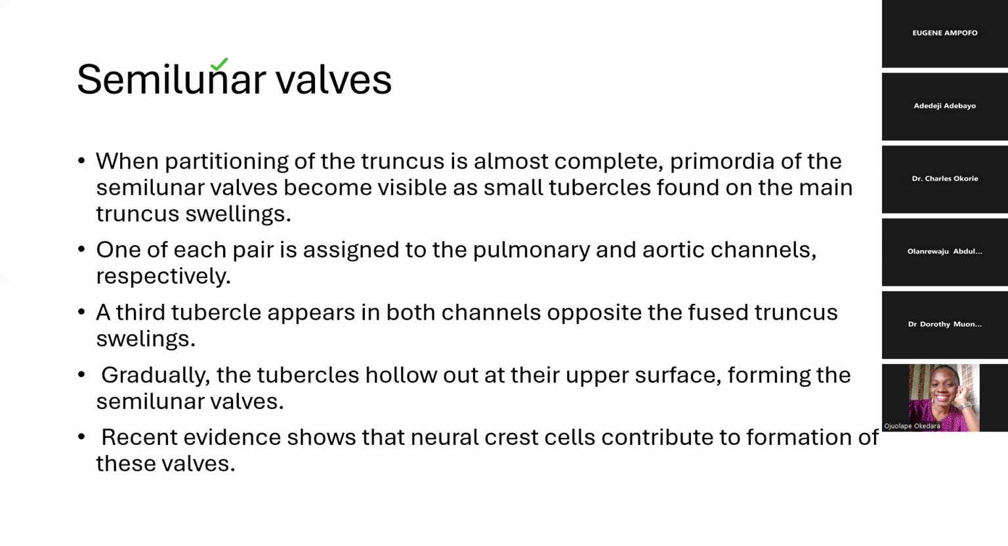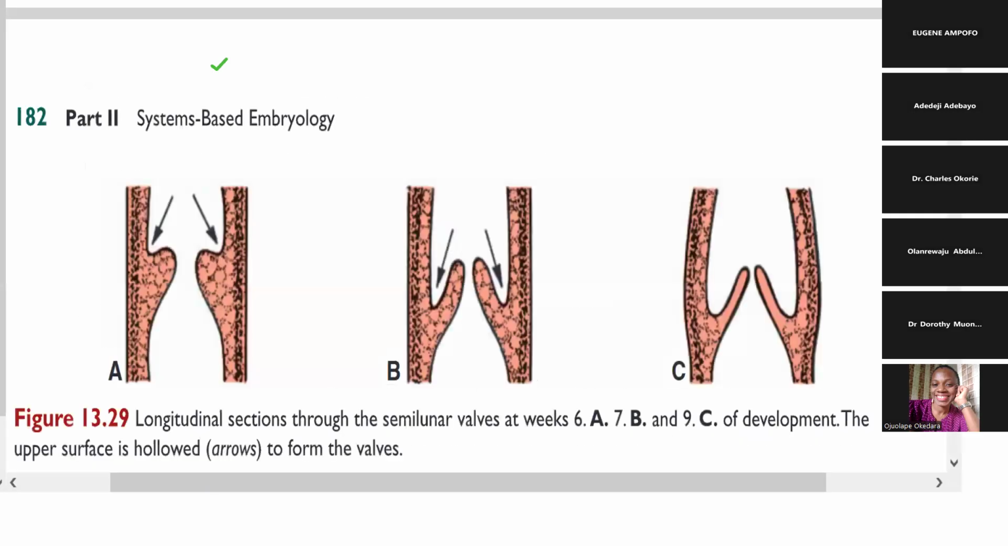For the semilunar valves, when partitioning of the truncus is almost complete, primordia of the semilunar valves become visible as small tubercles found on the main truncus swellings. One of each pair is assigned to the pulmonary and aortic channels respectively. A third tubercle appears on both channels opposite to the fused truncus swellings, and gradually the tubercles hollow out at their upper surface, forming the semilunar valves. Recent evidence has shown that neural crest cells contribute to the formation of these valves.